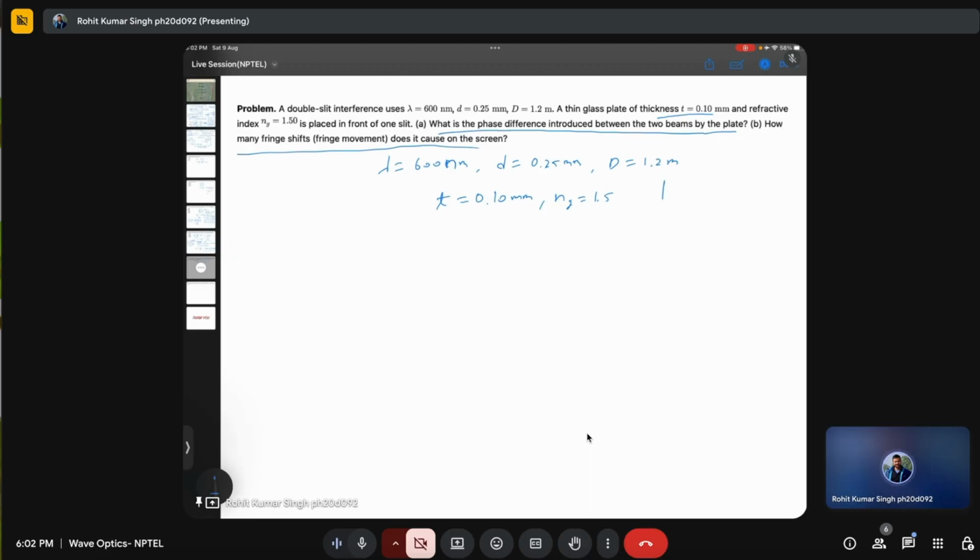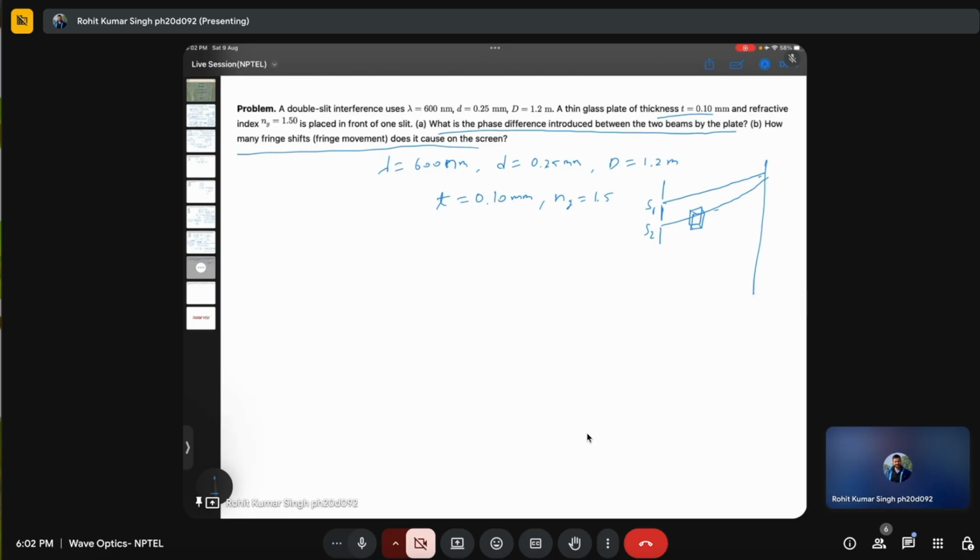So what is happening is, we have our double slit experiment, right? This is S1, this is S2. In front of one of the slits we have kept a glass slab like this. Now the light is passing through it.